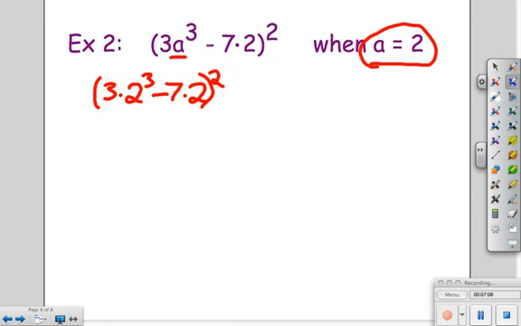Order of operations, parentheses first. Okay, inside my parentheses, I've got a lot going on. But let's see, parentheses, next comes exponent. So I want to do the exponent inside my parentheses. So 2 cubed, that's 2 times 2 is 4, 4 times 2 is 8. So that leaves me with 8.